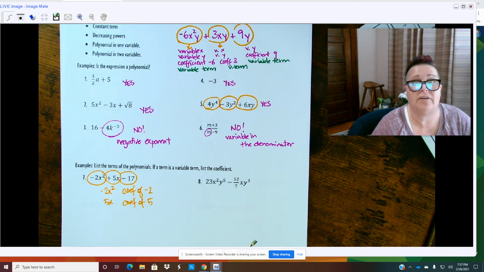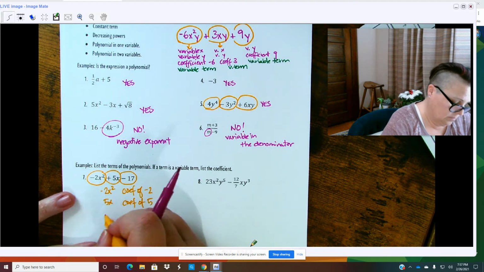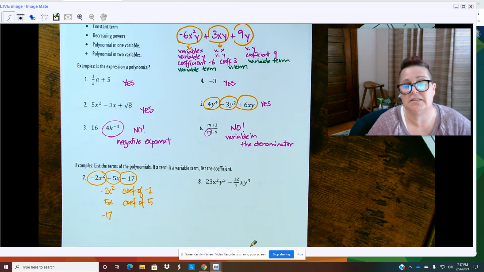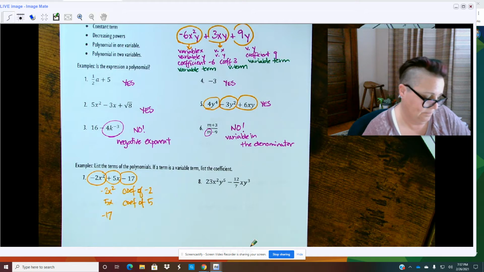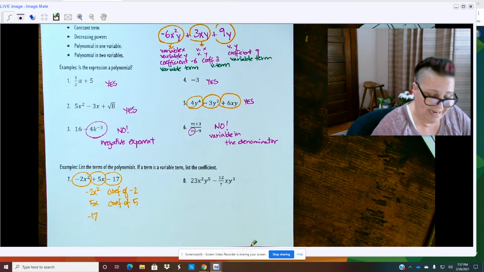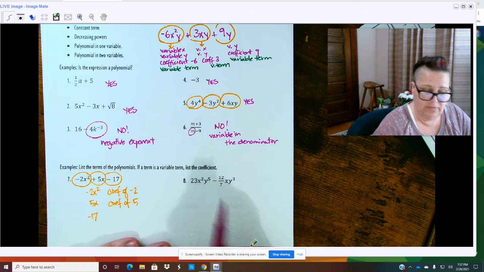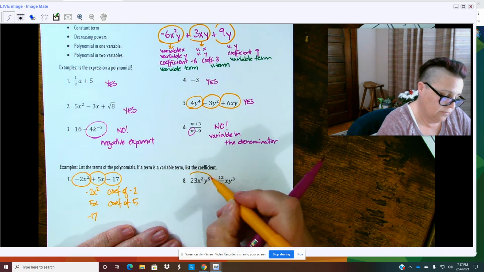It won't have a coefficient. Negative 17 is my third term. There is no coefficient here. This is a constant term. Problem number 8. We have a 23x squared y to the 5th. That is my first term.